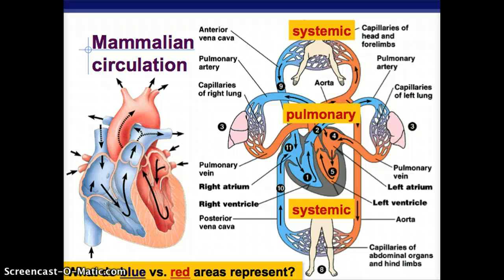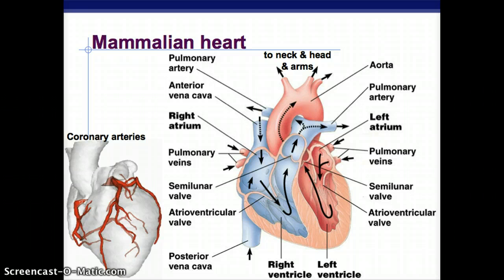Alright, we've already talked about our circulation, but you can see here all the different diagrams of how we go through everything. You know, here's your pulmonary vein, pulmonary artery, the anterior vena cava, capillaries, left ventricle, the aorta, so on and so forth. Blue has almost no oxygen, it's deoxygenated, and red is oxygenated. And that's your mammalian heart. So we talked about the semilunar valve, the atrioventricular valve. So you can go back and look at that.